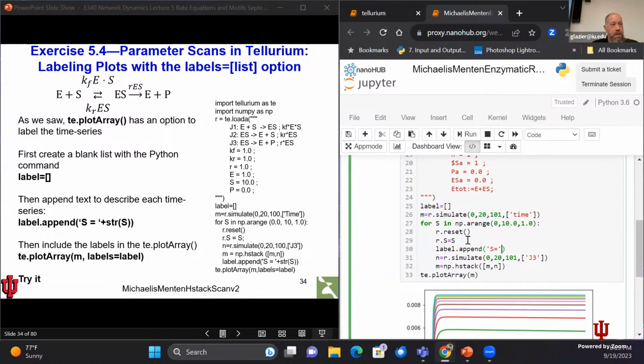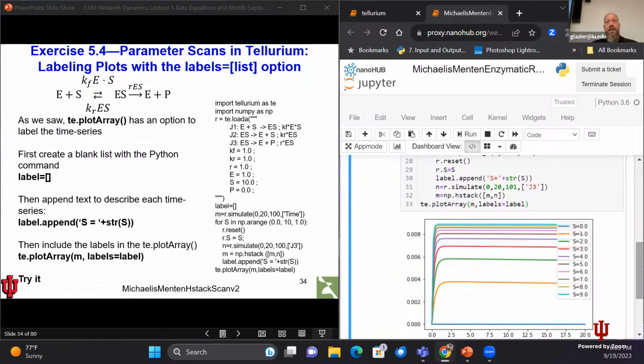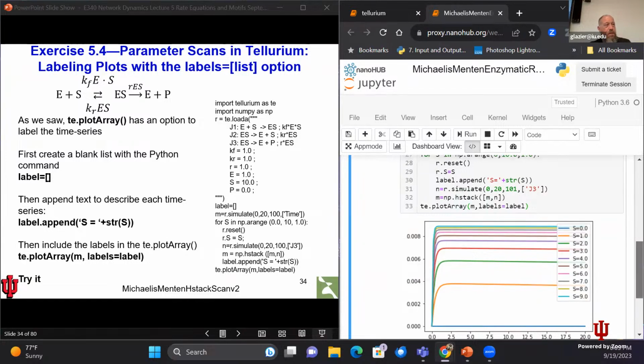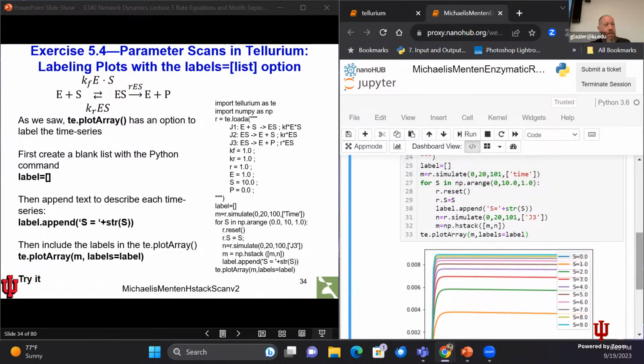And then it has to be the string value of S. And then when I do my plot array, I say labels equal label. And now when I run it, I get a key for my colors. So that syntax is not the most obvious, but why don't people try taking a minute and add that?